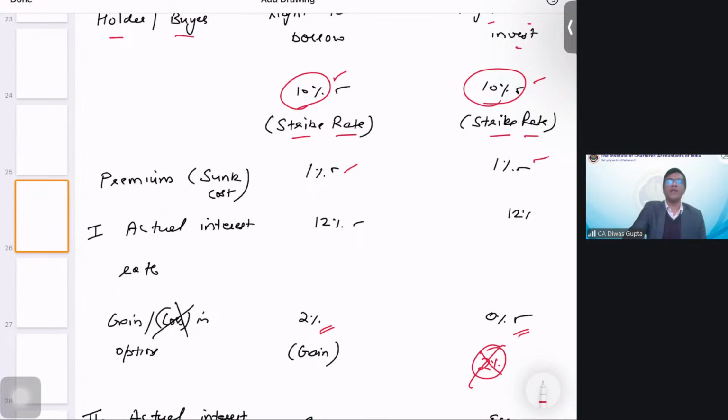Okay. So in case you have a floor option, then what is happening? You have an option to invest at 10%. The actual market rate is 8%. Tell me whether you will exercise the option or not. Definitely you will exercise the option.